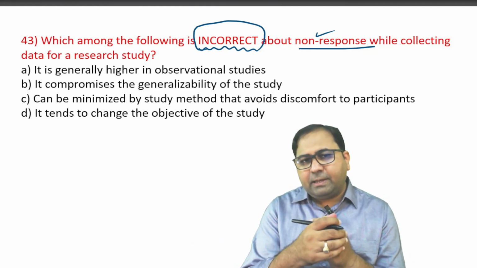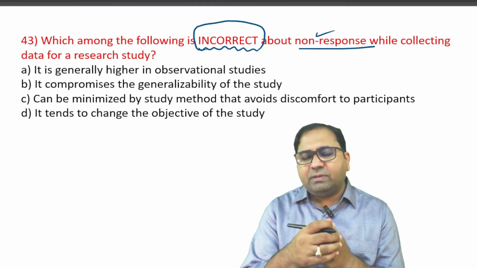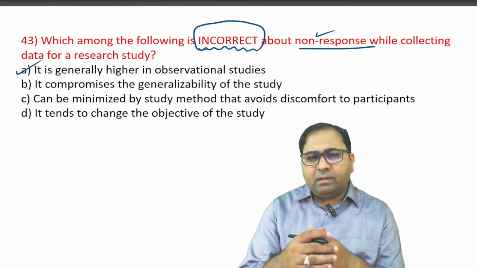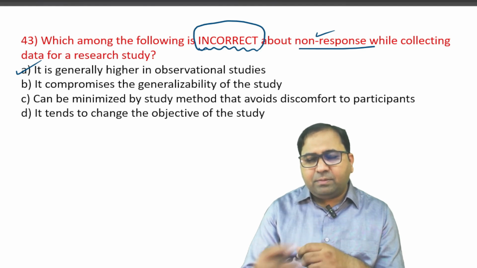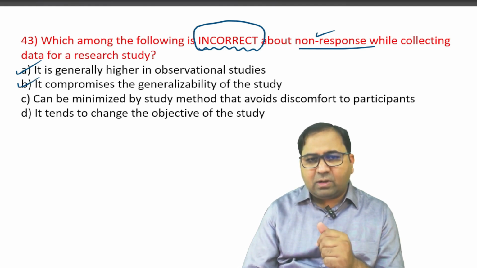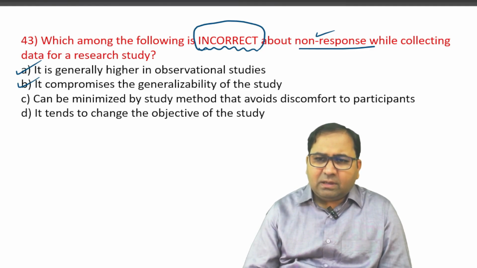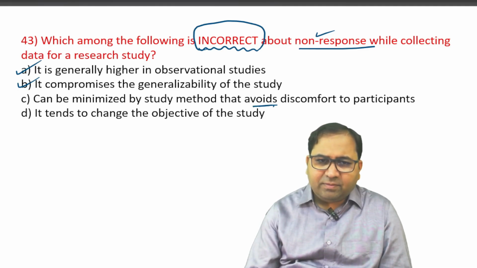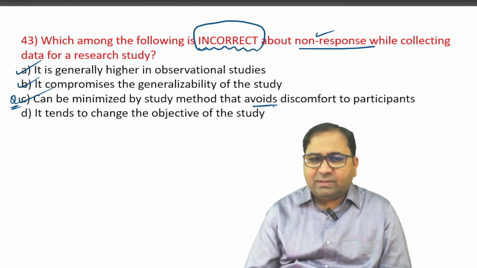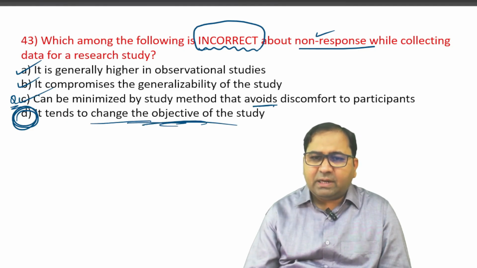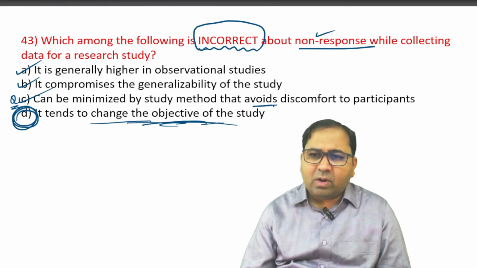Let us see the options again. It is generally higher in observational studies. Non-response, yes, this is the correct statement. Second statement, it compromises the generalizability of the study. Yes, it compromises the generalizability of the study. And the third one, it can be minimized by a study method that avoids discomfort to the participant. Yes, even this is correct because this was a previous question in this chapter we have seen. So definitely it is option number D, that it tends to change the objective of the study, is the incorrect statement about non-response.